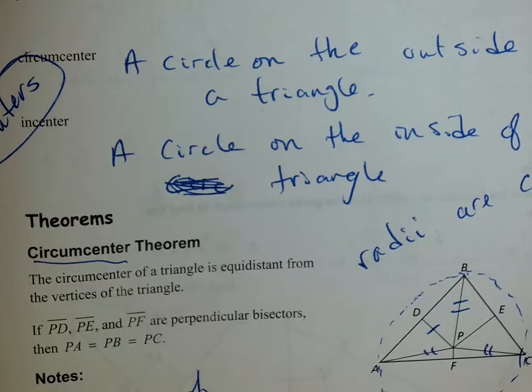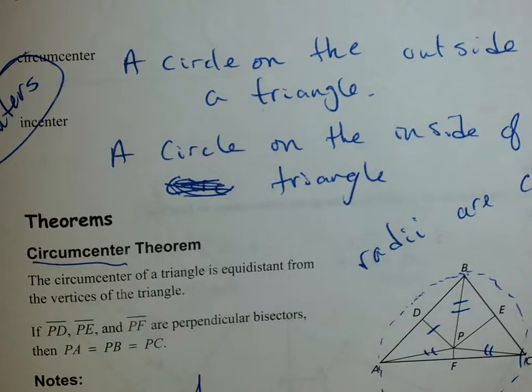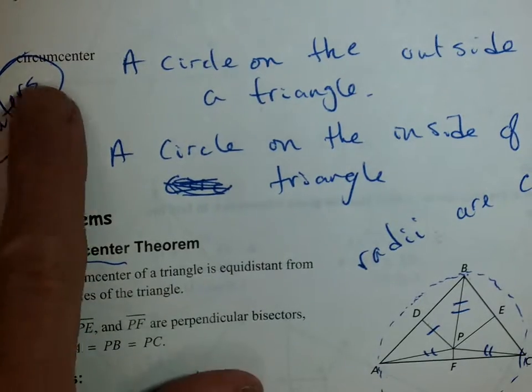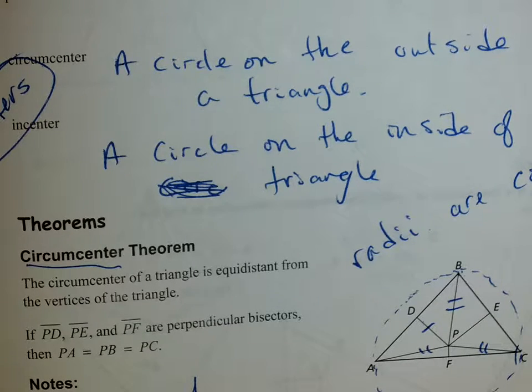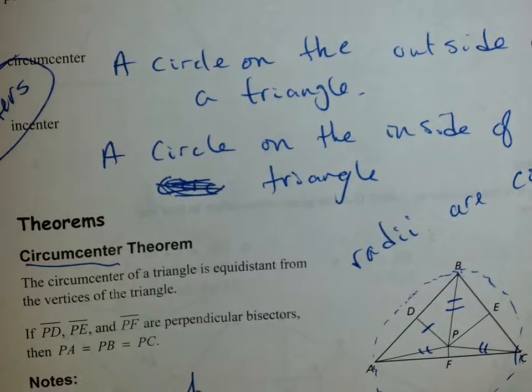Okay, turn the page. Wait, it's the same thing, except one's on the outside, one's on the inside. Circumcenter's on the outside, and then incenter is on the inside. Circle inside, circle on the outside, okay? All right, turn the page.